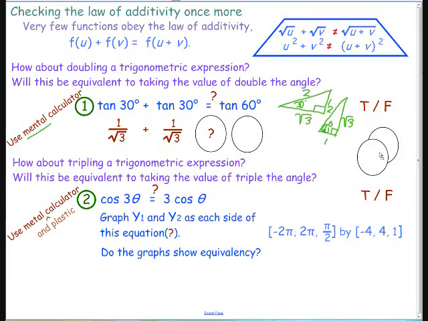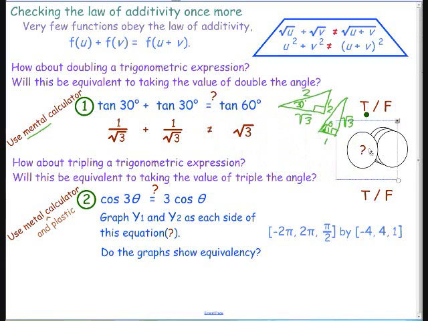Plus the same thing again. Now, is that equal to the tangent of 60 degrees? Let's look at tangent of 60 degrees. Tangent of 60 degrees is the square root of 3 over 1. All right, are those equivalent? Well, 1 over the square root of 3 plus 1 over the square root of 3 is 2 over the square root of 3. There's no way that that's equal to the square root of 3.